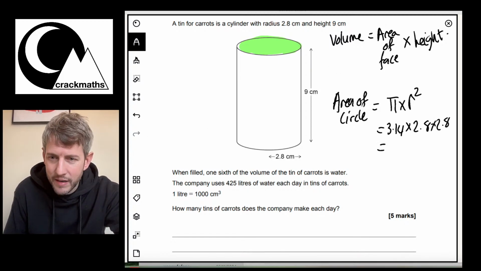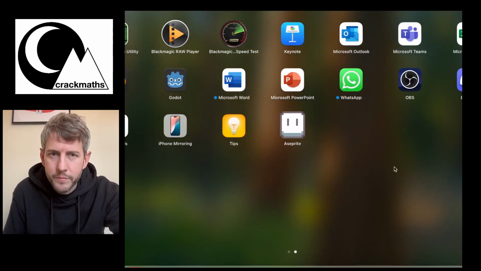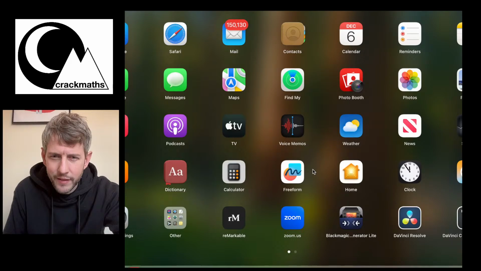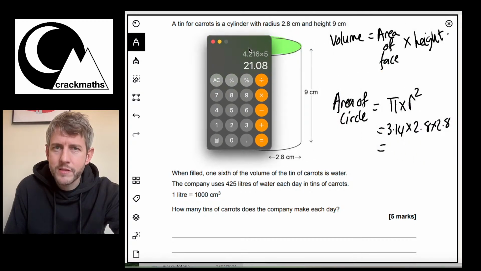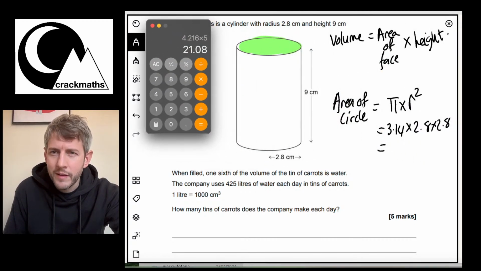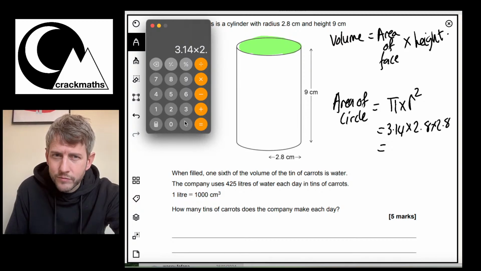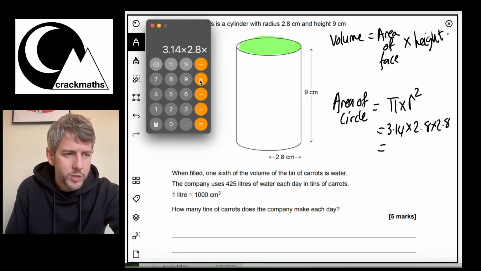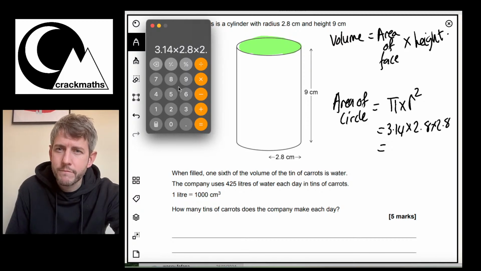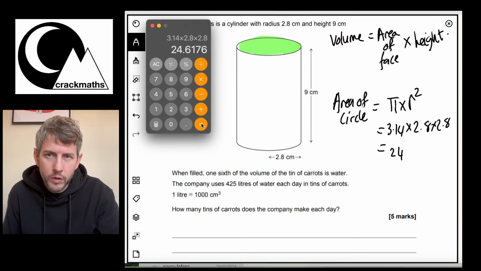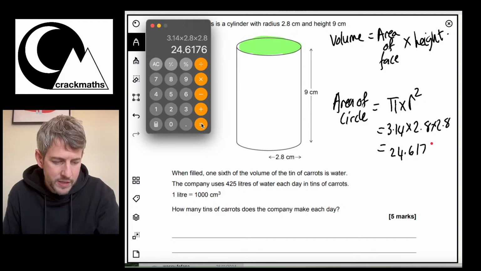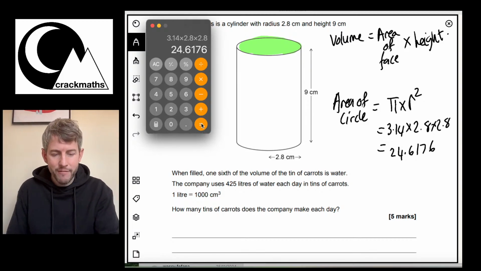I can get my calculator out, and then I can solve this from here. Okay, so let's have a look. We've got 3.14 multiplied by 2.8 multiplied by 2.8. Okay, and so this equals 24.6176. So that is the area.